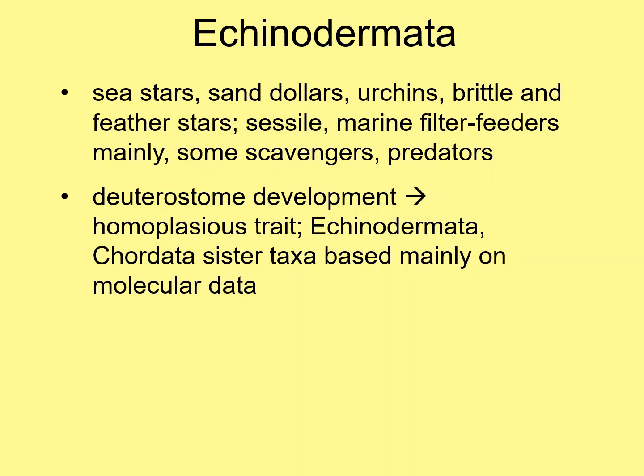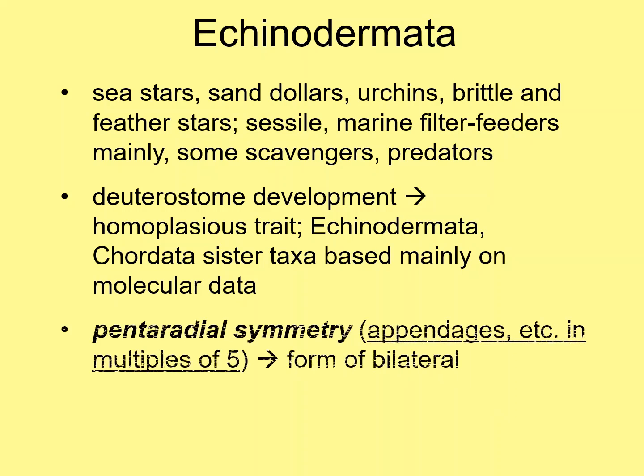Let's see, I already talked about the deuterostome being homoplasious on the last slide. So we're mainly relying on molecular data at this point to unite echinoderms and chordates as sister taxa. What makes an echinoderm? Basically, where are those shared derived characters, right?